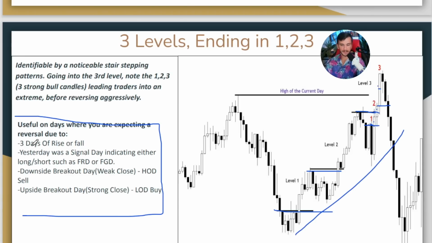Over here, I like to see these after 3 days of rise or fall. Yesterday was a signal day, including long or short, such as first red or first green day. If yesterday was first red day, this would be good. If I flip this over and yesterday was first green day, this would be good. If I have 3 days of rise or fall and I get this pattern, that could be good, especially if this is 9:30. These are some of the different scenarios where this pattern is useful.